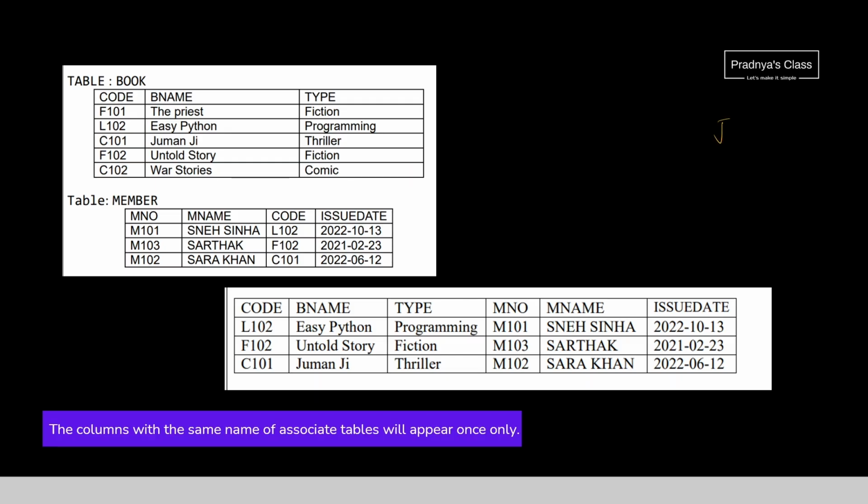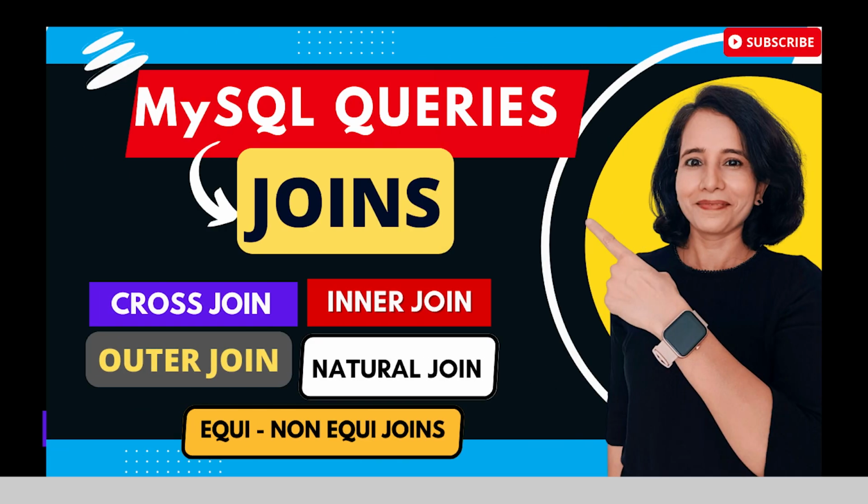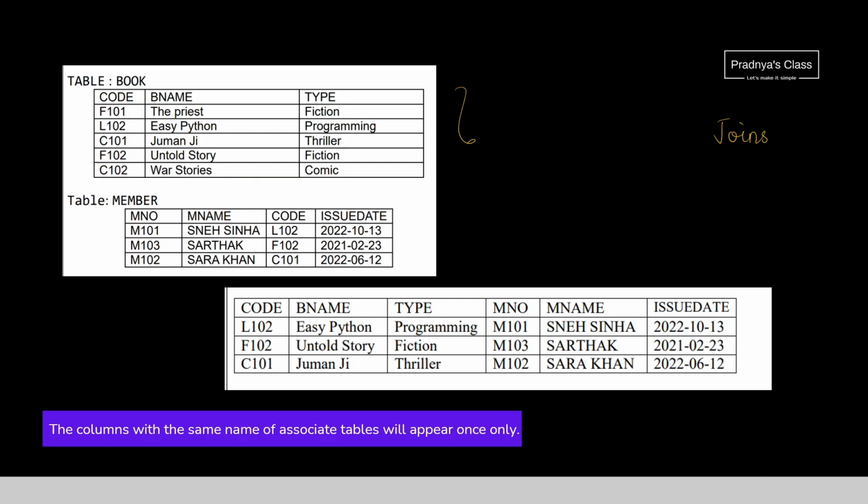I hope your concepts of joins are crystal clear. If not, I suggest you go through this video at 2x speed so that all the concepts related to joins will get recalled. Now, let's check out the output of the natural join. All the columns of the first table will get printed. This is the first column, this is the second, and here is the third column of the first table. Now look at the columns of the second table.